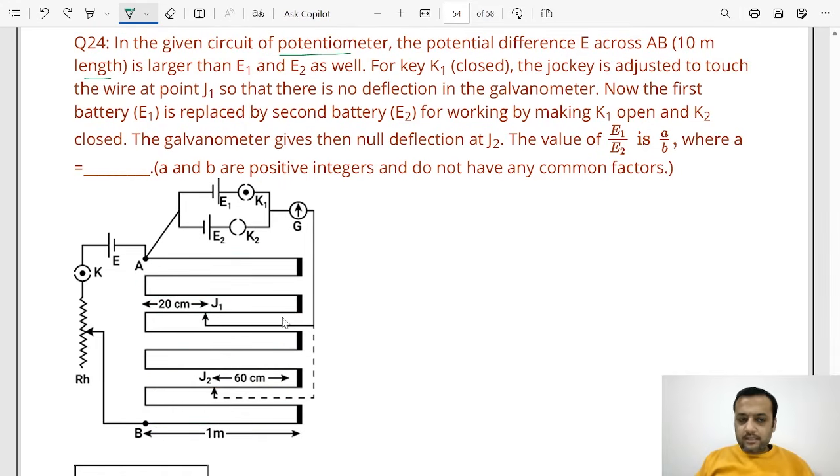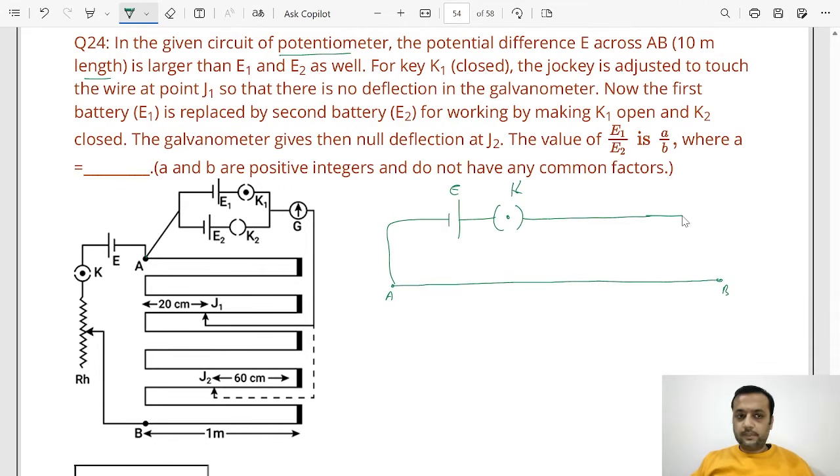Now I'll show this entire 10 meter by a straight line so that this starts looking like a familiar circuit to you. This is A and this is B. This is that 10-meter wire. This is the primary cell, and A is connected with the negative side of the cell, which is E. Generally, in the questions that you do, this is how you get it. And now this is K like this, and then we have this resistor like this. Here RH is a rheostat.